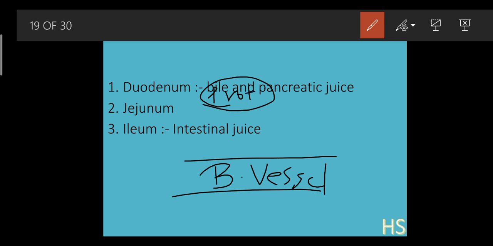Whenever we eat food, it should be broken down into very small pieces so that it can enter into the blood vessels. Once it enters the blood vessels, the food gets easily absorbed. So the ileum is the most important one.